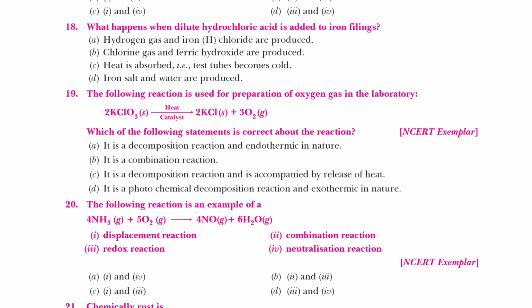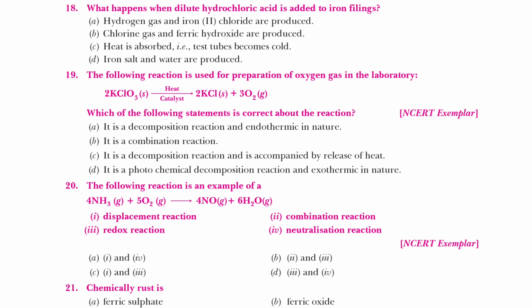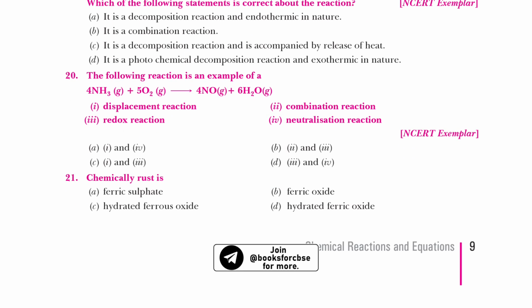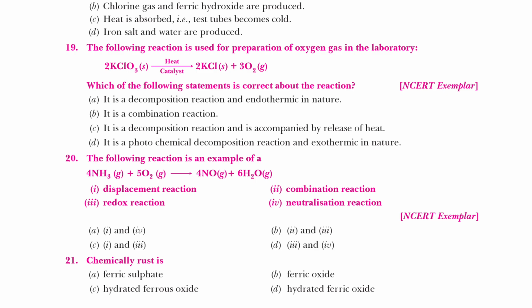Next, question number 19. The following reaction is used for preparation of oxygen gas in the laboratory. This one is a thermal decomposition reaction. In a thermal decomposition reaction, heat is absorbed. That's why it is endothermic in nature. So in question number 19, option A is correct.